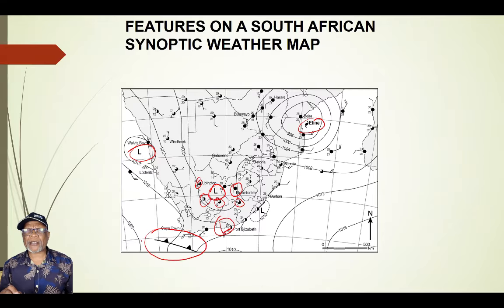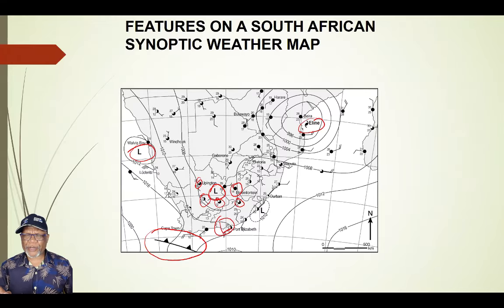synoptic weather maps that examiners are using in recent times. They no longer use this standard synoptic weather map. Usually they will show a coastline of South Africa with certain features, and this is the exact synoptic weather map as we know it. But recently, for examination purposes, examiners have started using diagrams that show the coastline and only show the features of interest for the particular examination.